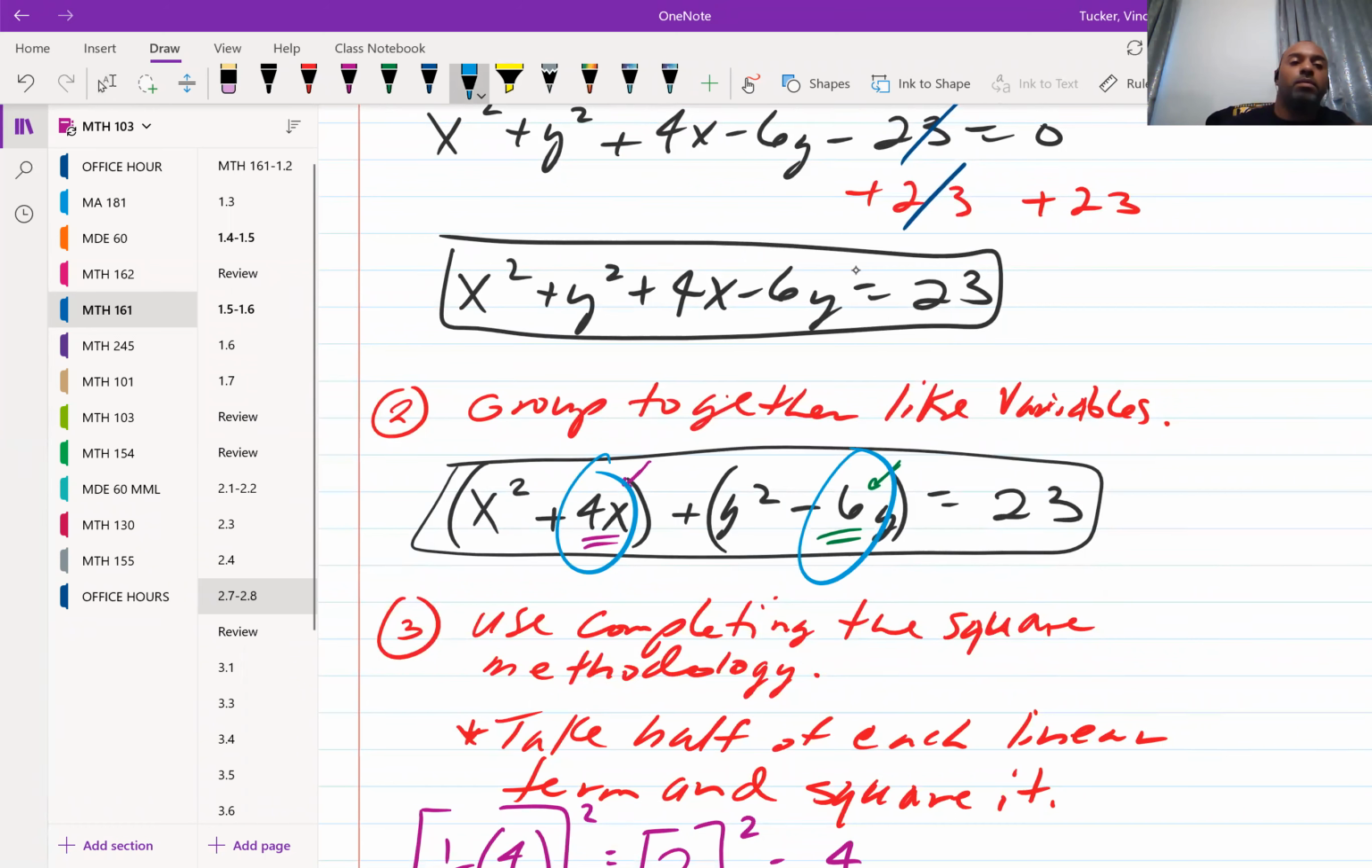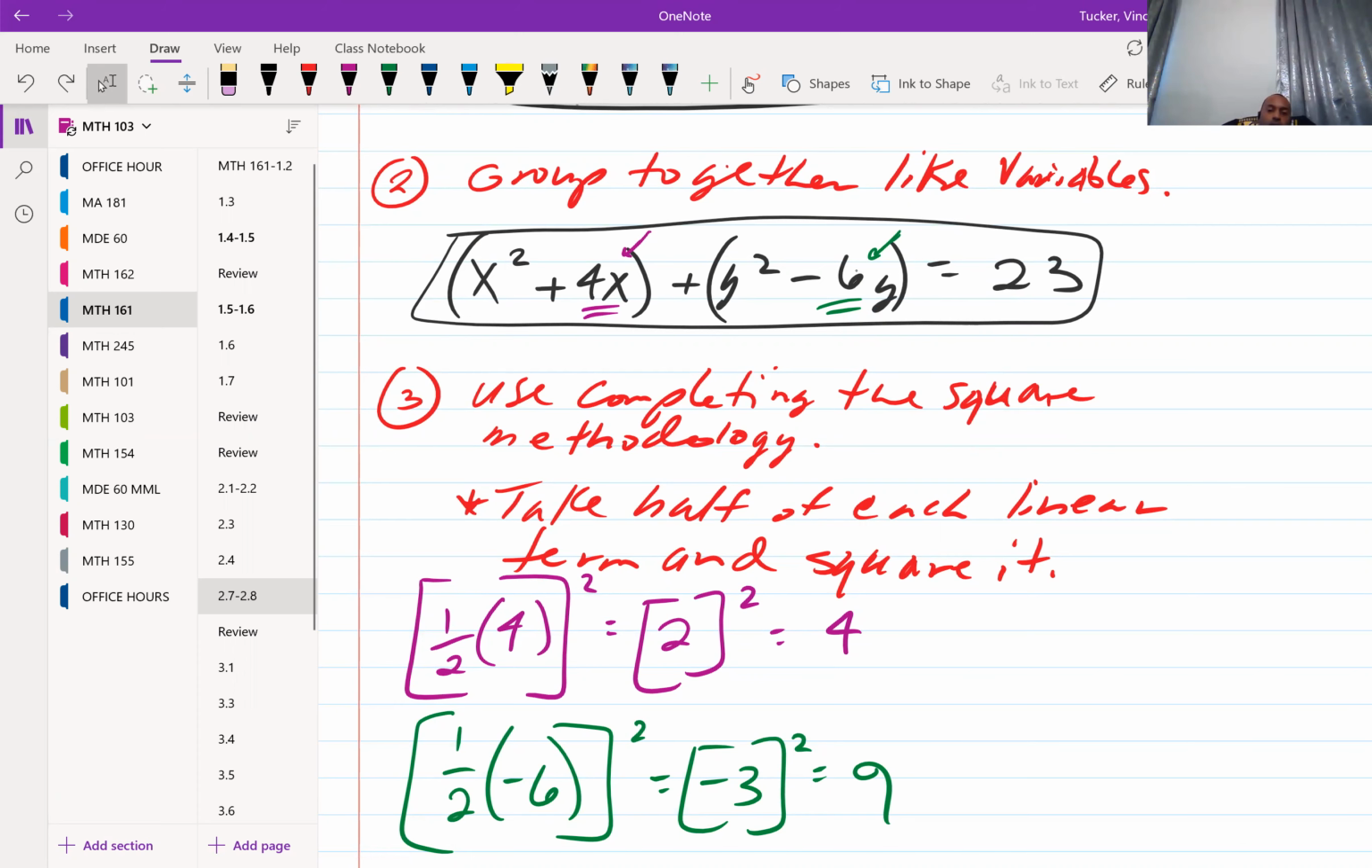So half of 4 is 2. 2 squared is 4. Half of negative 6 is negative 3. Negative 3 squared is 9.